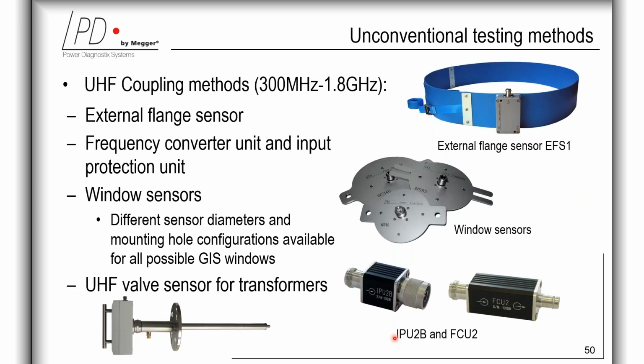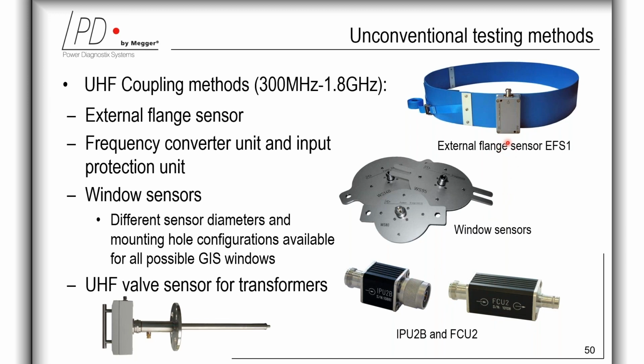And the ultra-high frequency range concerns the frequency range between 300 megahertz and 1.8 gigahertz. Here in this slide, you see some ultra-high frequency coupling methods such as external flange sensor, EFS1, and different types of window sensors, and ultra-high frequency wave sensor for power transformers. And here on the bottom right-hand side, you see the frequency converter unit and the input protection unit.